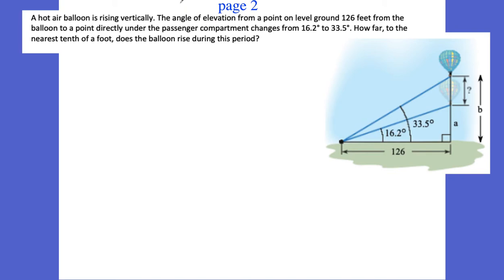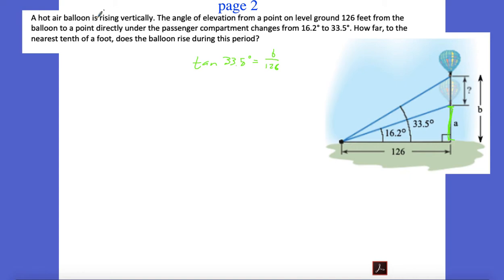Okay, so we're looking for this distance right here, which this nice picture has been drawn for us. The way that we do that is we need to do b minus a, where a is this shorter length here, and b is the entire length. To find b, we look at this large triangle. That's going to be the tangent of 33.5. Tangent of 33.5 degrees equals b over 126. We can use that to solve for b.